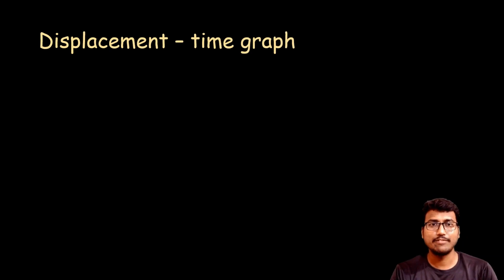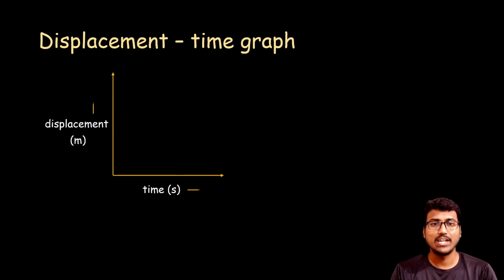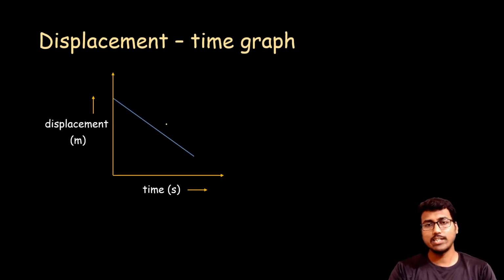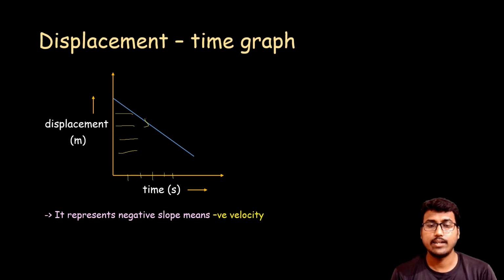Next, one more displacement-time graph. Again, what's happening here? It's a different thing. Just like for distance, we don't have this kind of graph, but for displacement, we do. If you see, what is changing? The displacement is decreasing. Can you see? It is coming downward. As time increases, the displacement decreases. From this, what can you understand? It represents a negative slope.